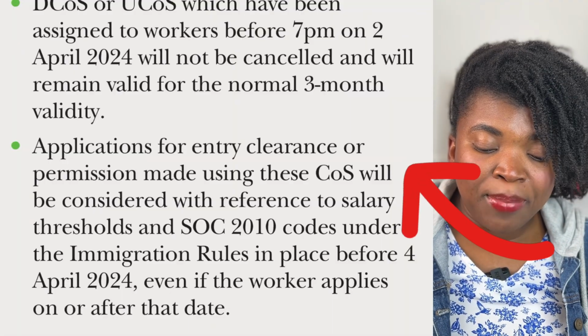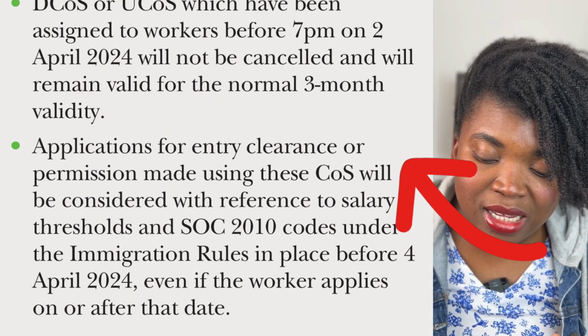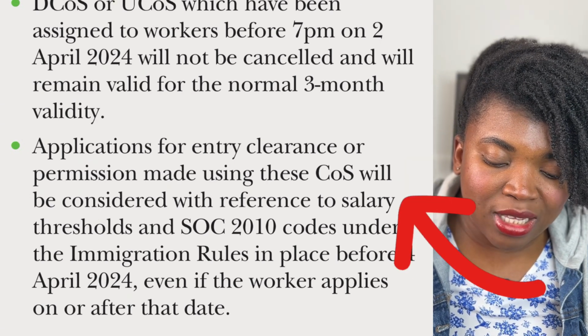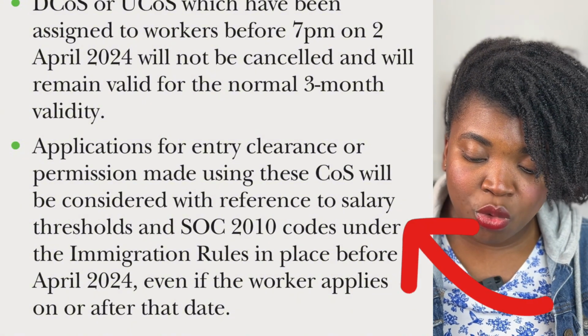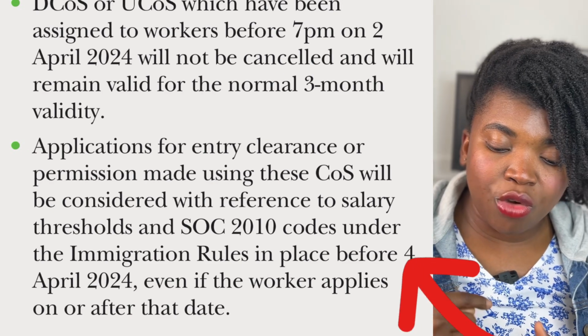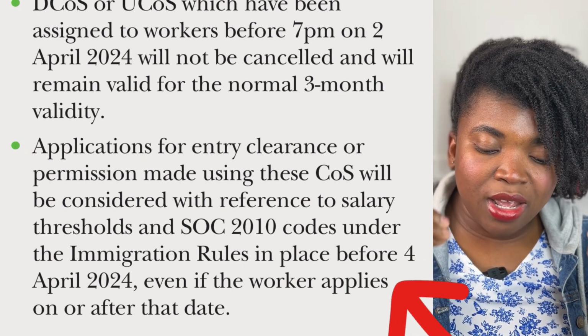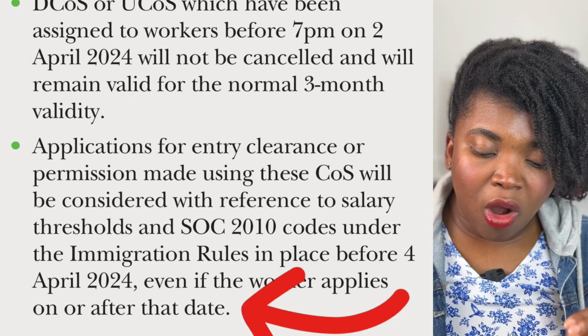Do you understand? Because it has been assigned to workers before 7 p.m. As long as it's happened before 7 p.m. on 2nd of April, then you don't have to panic. Another thing he's saying is that applications for entry clearance or permission made using these COS will be considered with reference to salary thresholds and SOC 2010 codes under the immigration rules in place before 4th of April, even if the worker applies on or after that date.